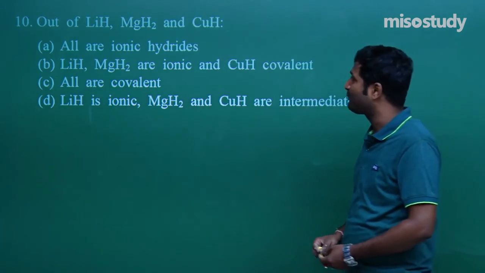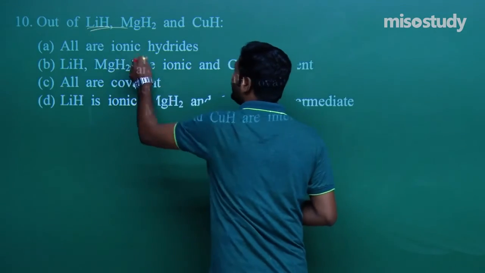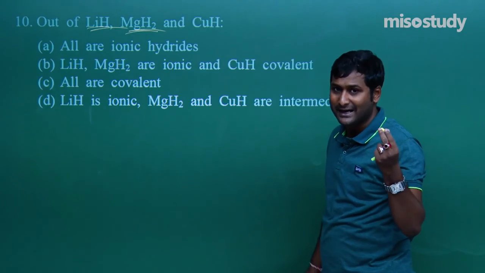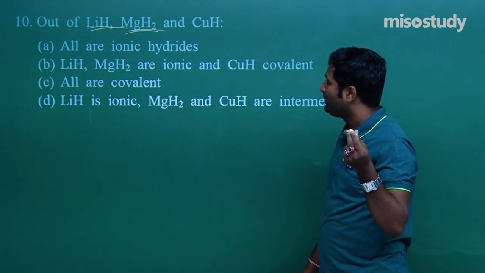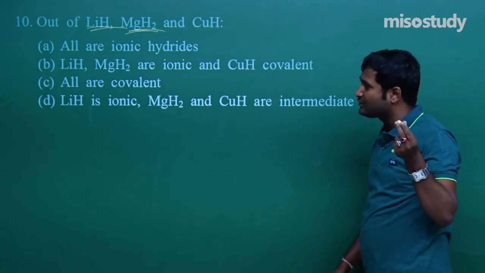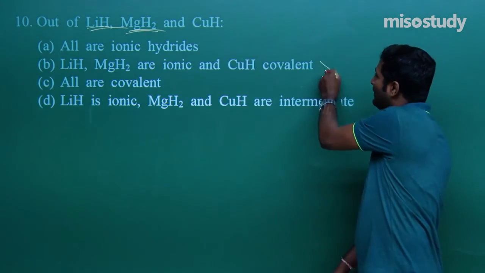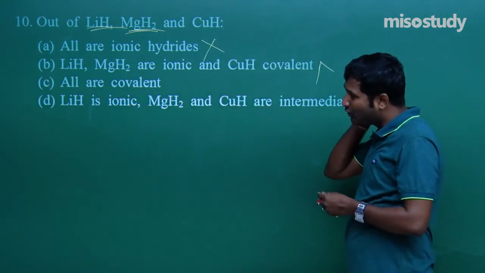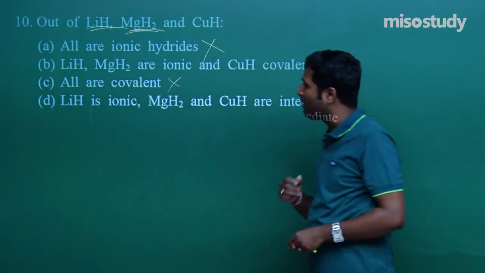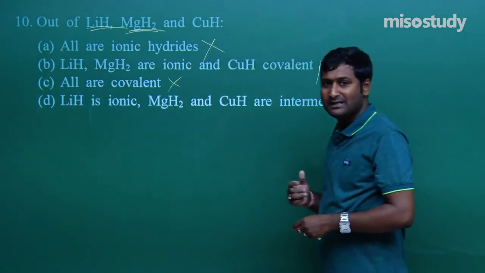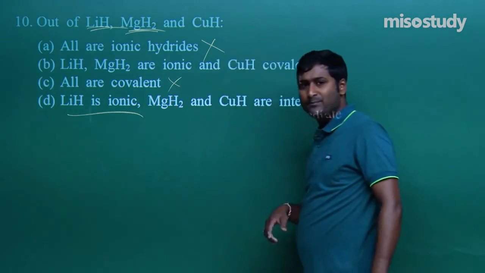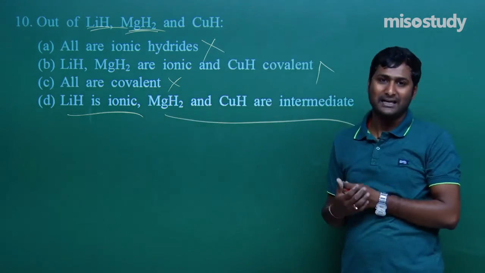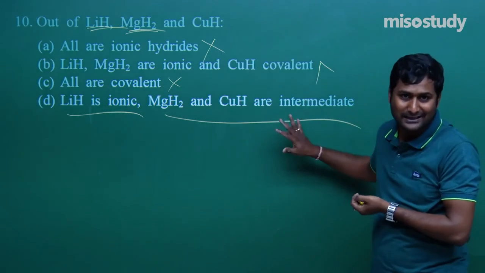All are ionic hydrides, not possible. LiH is an ionic hydride, but MgH2 is not a completely ionic hydride. It has slight covalent character, and CuH also. Now LiH, MgH2 are ionic, no. CuH is covalent, no. This one is wrong, and this one is also wrong. Now all are covalent, not possible, friend. This one is also a wrong answer. Now look at the next one. Yes sir, LiH is ionic, okay. Then MgH2 and CuH are intermediate. These have partial ionic and partial covalent character. This is the correct explanation.